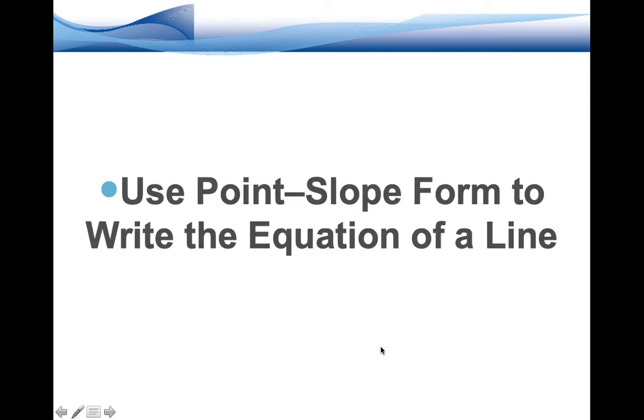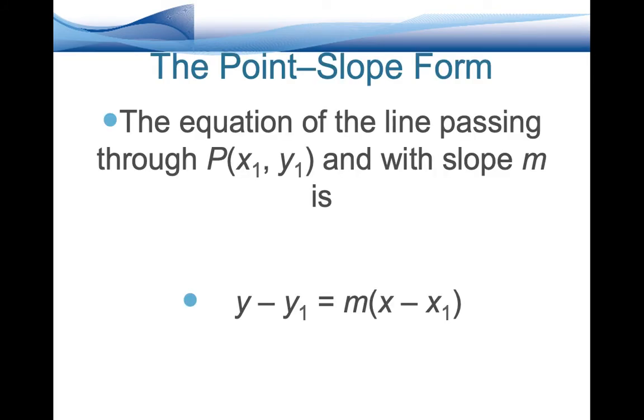We're also going to look at using point-slope form to write the equation of a line. So here is the point-slope form. You have y, which will be y, x, which will be x, and then the point, whatever point they give you, the y-coordinate, or the second part of that point, will go here. The x-coordinate will go there. It's just plugging into a formula. And then the m is the slope.